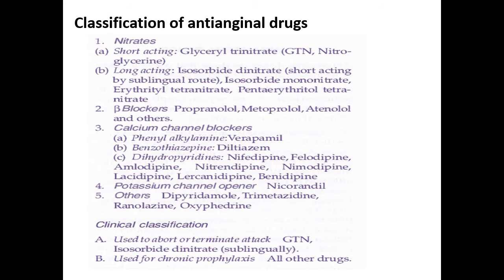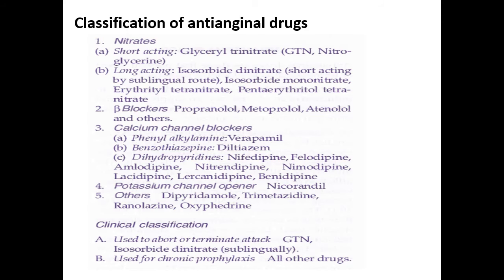Now coming to the anti-anginal drugs. There are basically four classes of anti-anginal drugs. The first is nitrates, which includes short acting and long acting. Glyceryl trinitrate or nitroglycerin is the short acting nitrate, and in the long acting category there are isosorbide dinitrate, isosorbide mononitrate, erythrityl tetranitrate, and pentaerythritol tetranitrate.